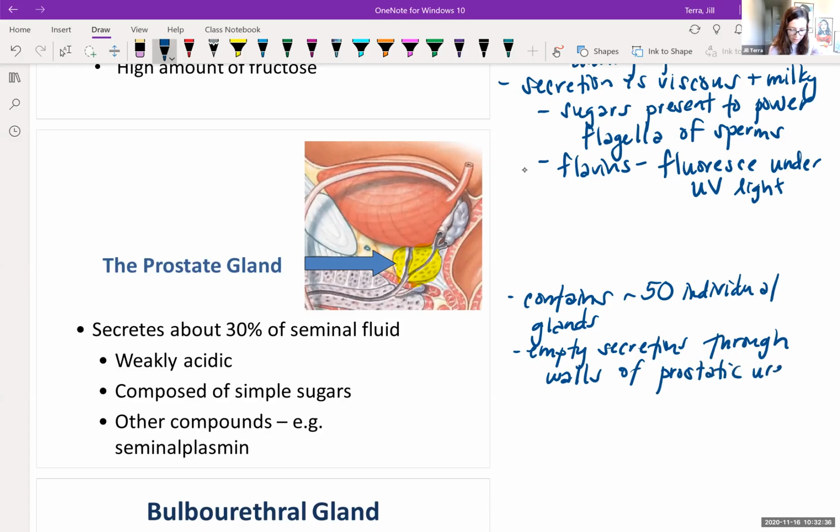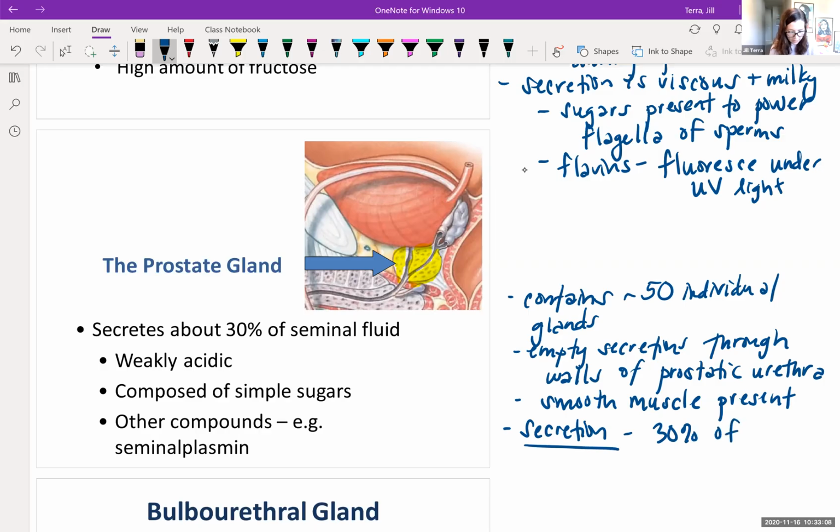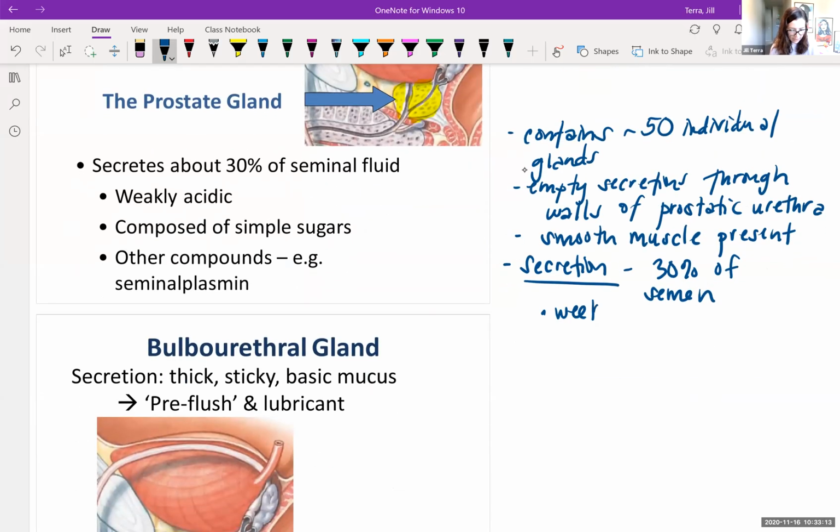Okay, so secretions get dumped into the prostatic urethra. And then of course there is smooth muscle present on the outside of this gland as well. So just like the seminal vesicles, when it contracts, it will help to push those secretions out into the urethra to become part of the ejaculate. Some neat things about the secretions: it's 30% of the seminal fluid, or semen. The secretion is weakly acidic.